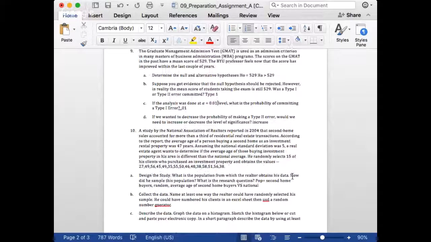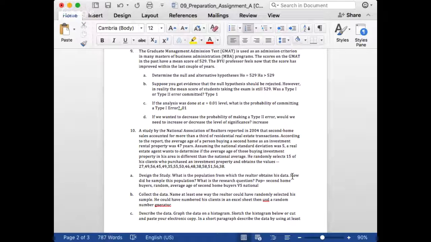Got it. A study by the National Association of Realtors reported in 2004 that second home sales accounted for more than a third of residential real estate transactions. According to the report, the average age of a person buying a second home as an investment rental property was 47 years. Assuming the national standard deviation was 5, a real estate agent wants to determine if the average age of those buying investment property in his area is different than the national average. He randomly selects 15 of his clients who purchased an investment property and obtains the values.